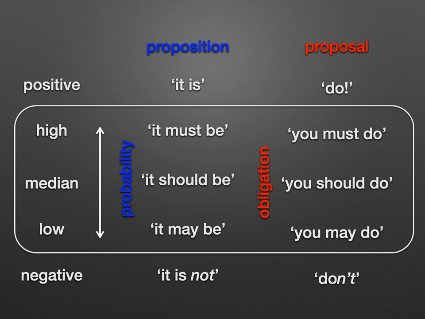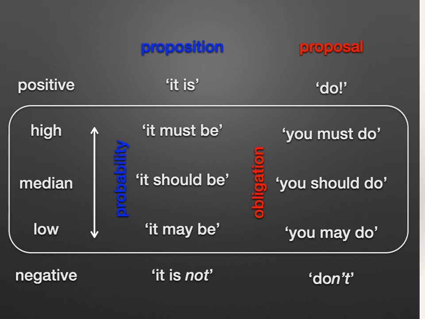Similarly with proposals, we have these 3 degrees, these 3 values, high, median, low. So again, if we start with categorically positive, do, then high obligation would be you must do, median obligation you should do, and low obligation you may do, which is what we know as permission. And you may do then shades into categorically negative, don't.